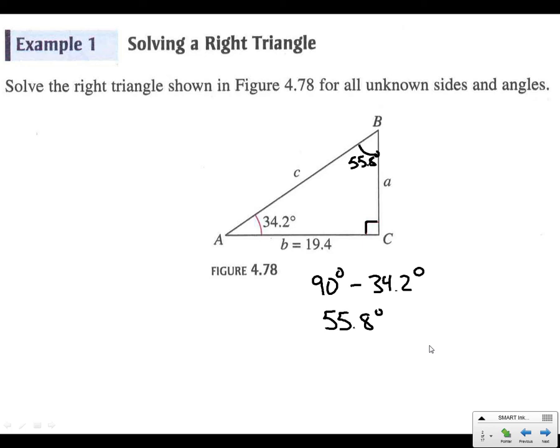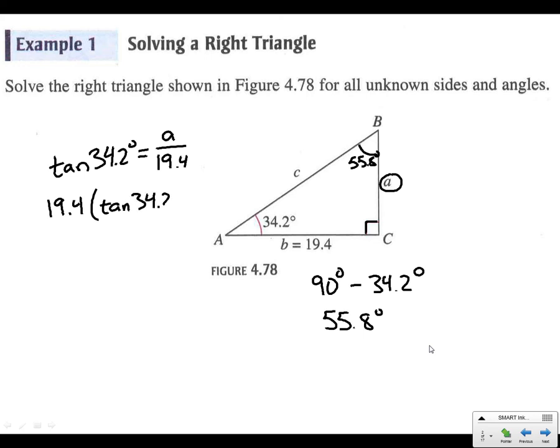So we can right away figure out the third angle, 55.8 degrees. Now we need to figure out the other two sides, and for that we're going to need to use some of our trig functions. Let's go ahead and start by figuring out A. We can figure out C if we wanted to. It doesn't matter which one you go with first. You'll see why in a second. I know that the relationship between A and B is an opposite over adjacent relationship. That's a tangent relationship. So the tangent of an angle, which we know, 34.2, is equal to A, the opposite, over the adjacent, 19.4. And so to get A by itself, we can multiply 19.4 times the tangent of 34.2.